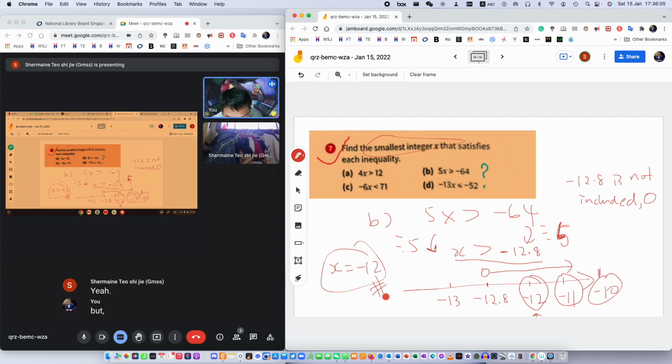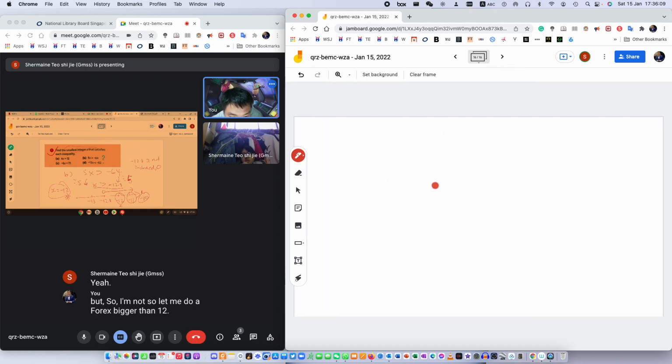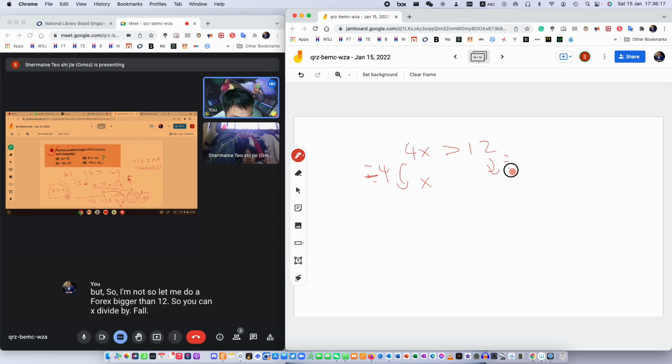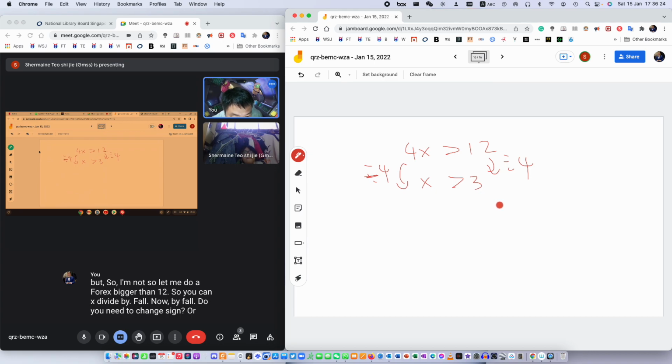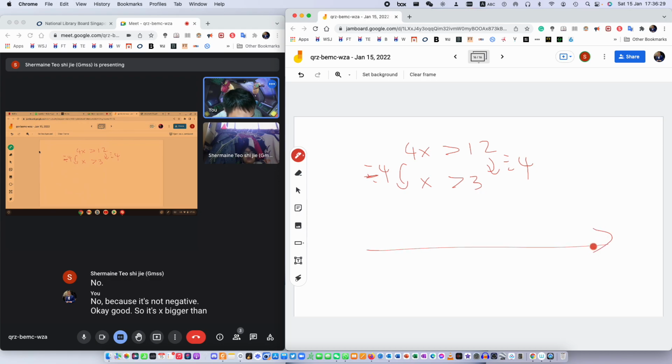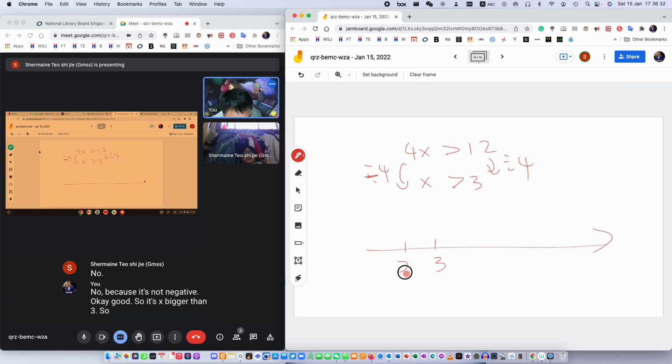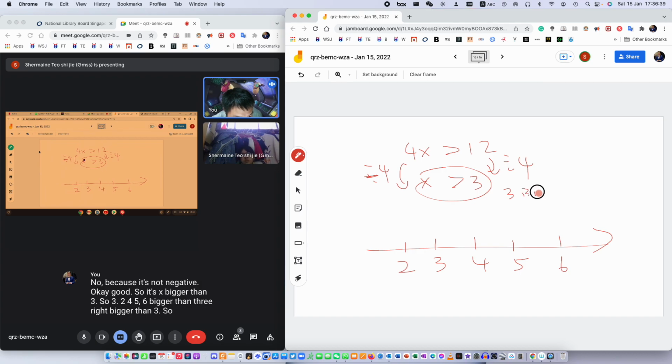So let me do A, 4x bigger than 12. So how do you get x? Divide by 4. Do you need to change sign or switch? No, because it's not negative. Okay, good. So it's x bigger than 3. So 3, 4, 5, 6. Bigger than 3, right? So 3 is not included.